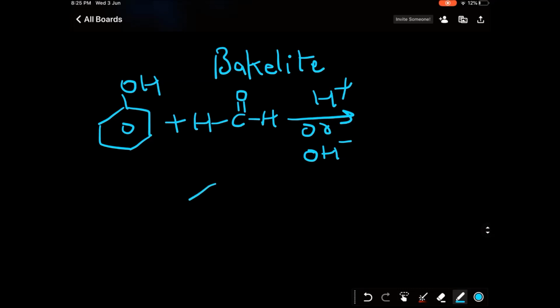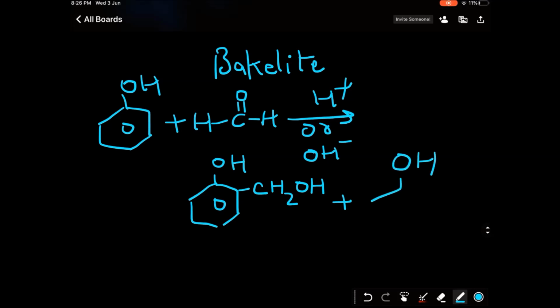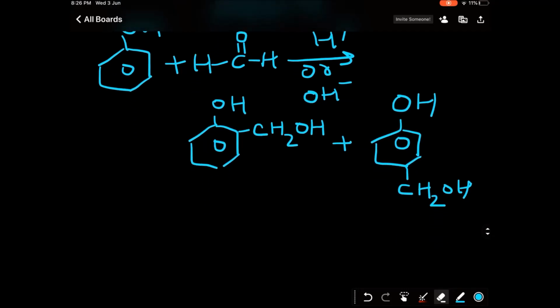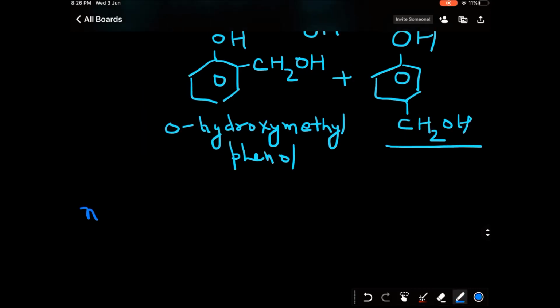Now we are discussing the polymer Bakelite. In Bakelite there are two monomers, phenol and formaldehyde, which react under acidic or basic conditions to form a phenol with a substituted CH2OH group. The CH2OH group substitutes at the ortho or para position. So we get these two structures. CH2OH is called the hydroxymethyl group. So we can write its name. This is orthohydroxymethyl phenol. Similarly, the other will be called para-hydroxymethyl phenol.